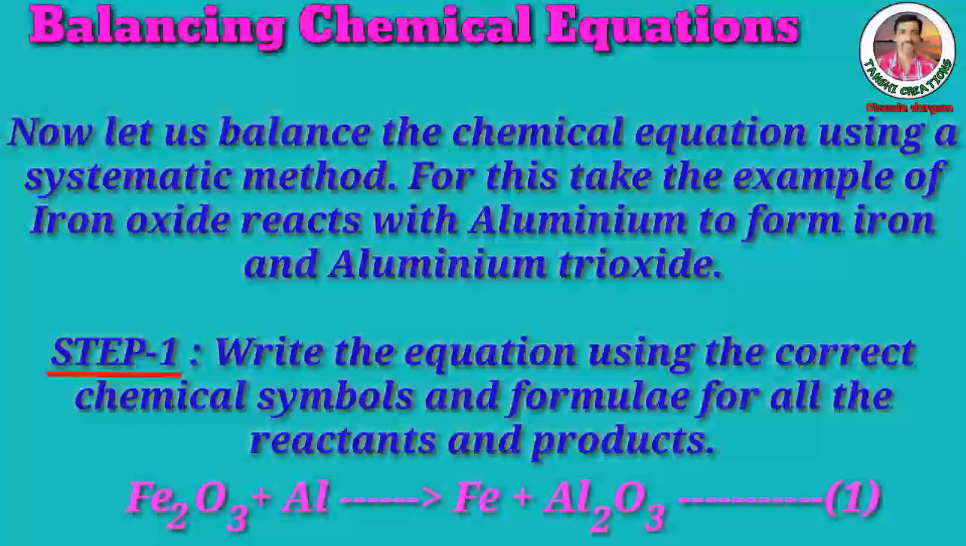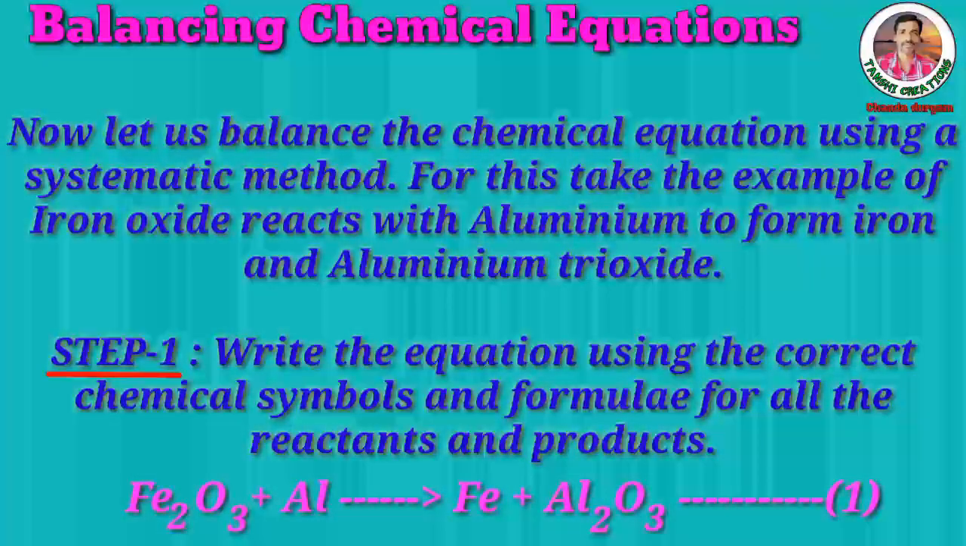Now, let us balance a chemical equation using a systematic method. For this, take the example of iron oxide reacting with aluminum to form iron and aluminum trioxide. In this process, there are some steps.